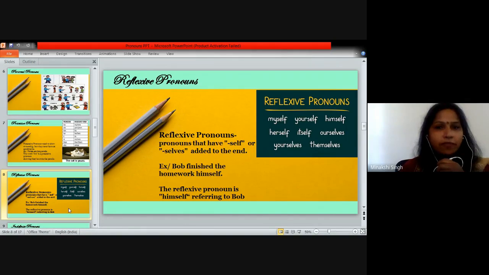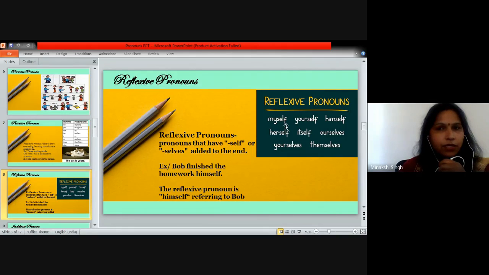Reflexive pronouns have self or selves added to the end, and they always refer back to their subject. For example, Bob finished the homework himself. So the reflexive pronoun is himself, referring to Bob. I just told you that reflexive pronouns refer back to their subjects.